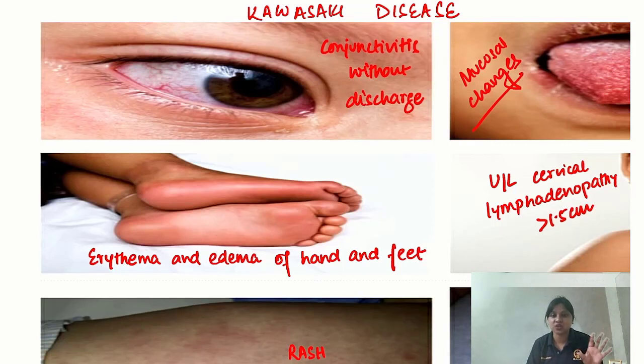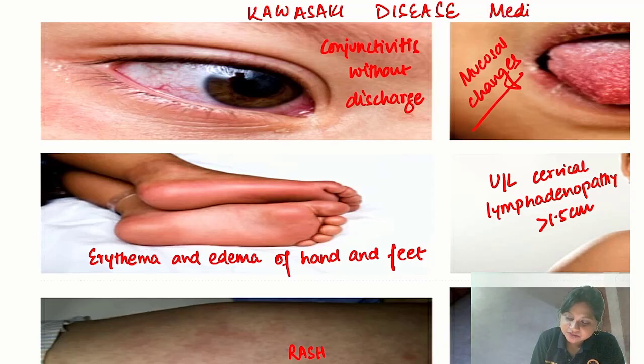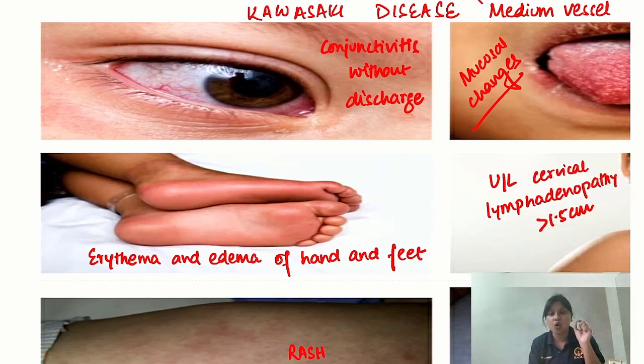Kawasaki disease is vasculitis. What type of vasculitis? Which vessel is affected? It is medium vessel vasculitis. So can you tell me another cause of medium vessel vasculitis? It is polyarteritis nodosa. So polyarteritis nodosa also presents with medium vessel vasculitis. Is it clear?